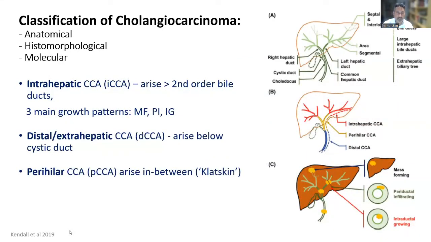Cholangiocarcinoma is a malignancy arising from the epithelium anywhere along the biliary tree. And based on the original location, the cholangiocarcinomas are divided into three subgroups: intrahepatic, arising within the liver parenchyma itself above the second order bile ducts, and intrahepatic cholangiocarcinoma forming the second commonest type of primary liver cancer. And then there's distal or extrahepatic cholangiocarcinoma below the cystic duct, and in the middle around the hilum, perihilar cholangiocarcinoma.